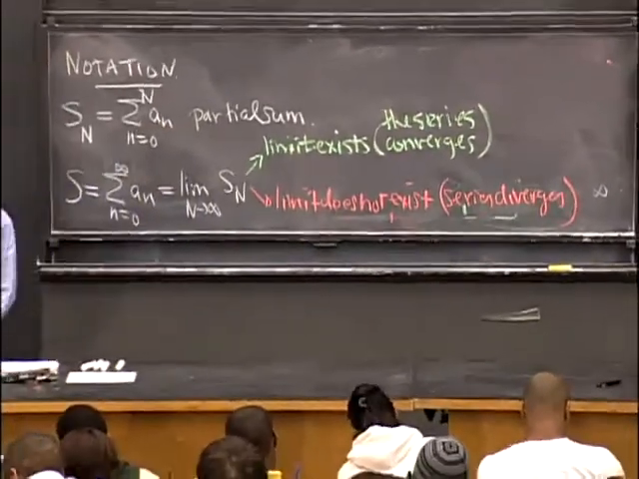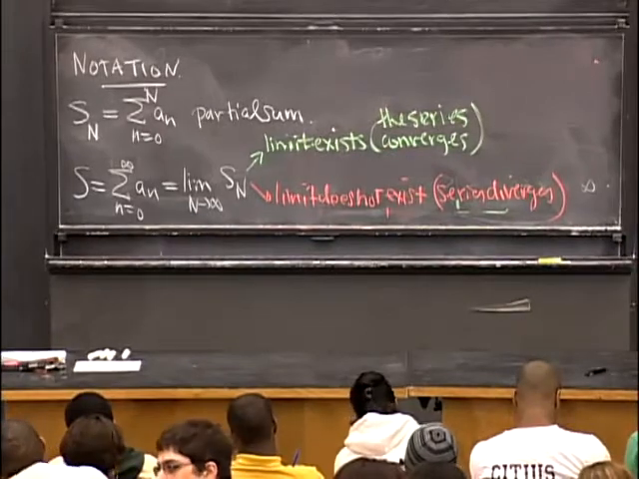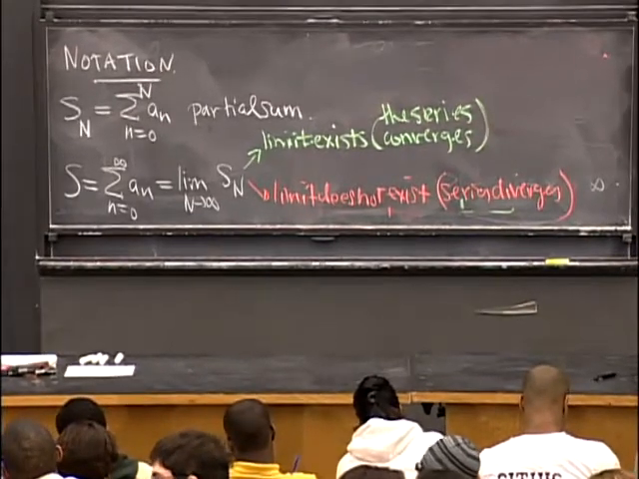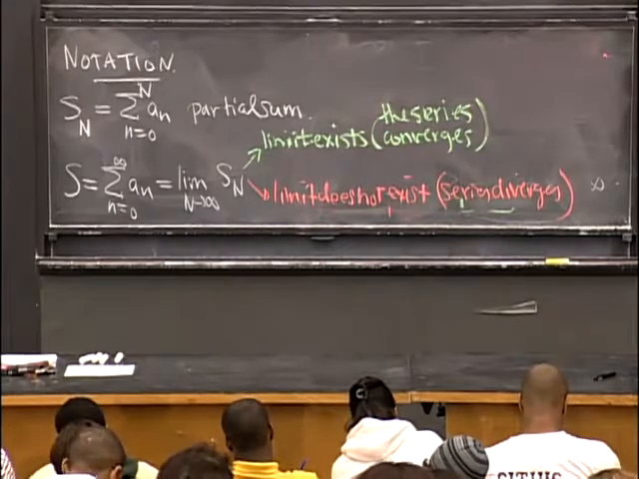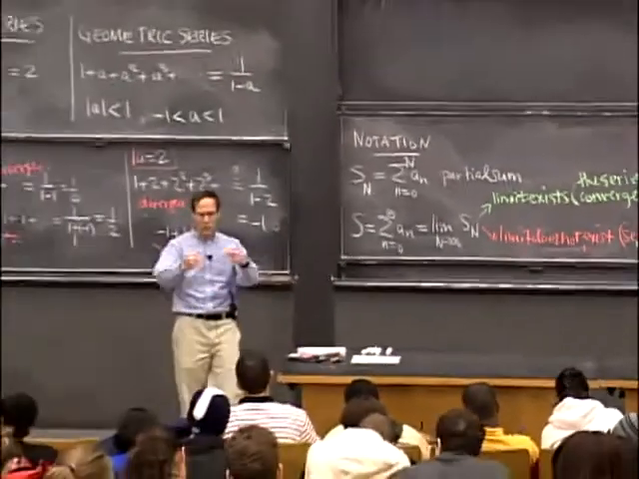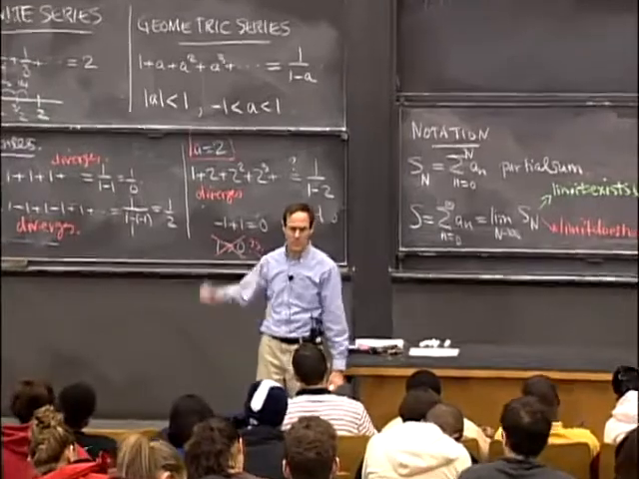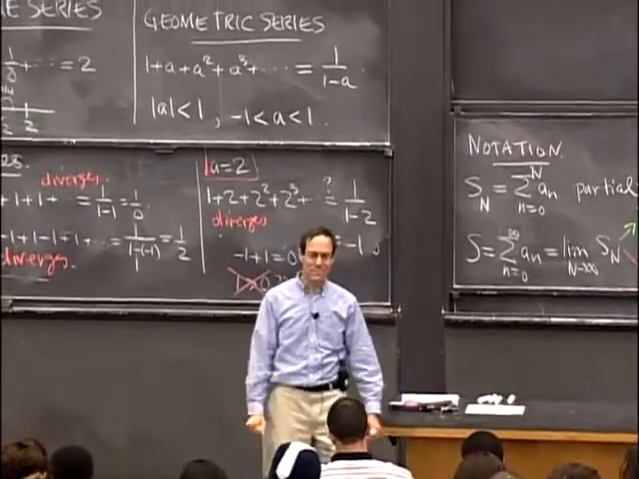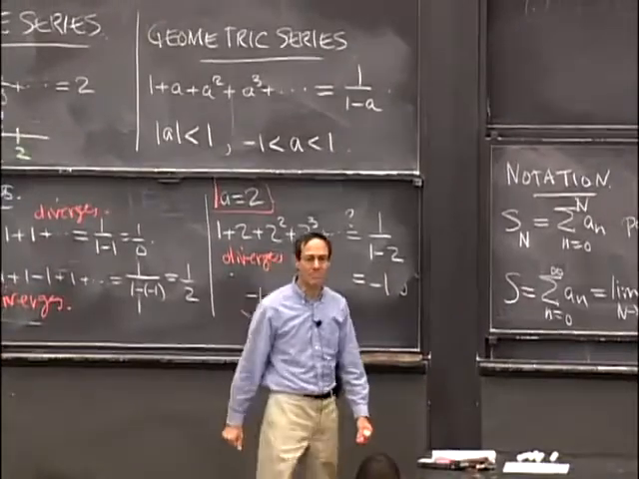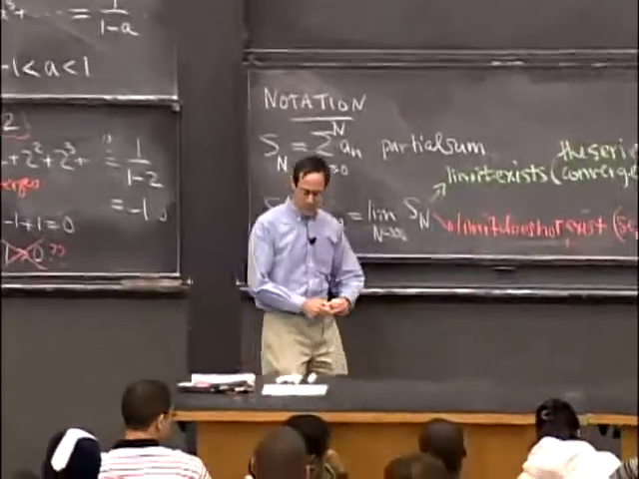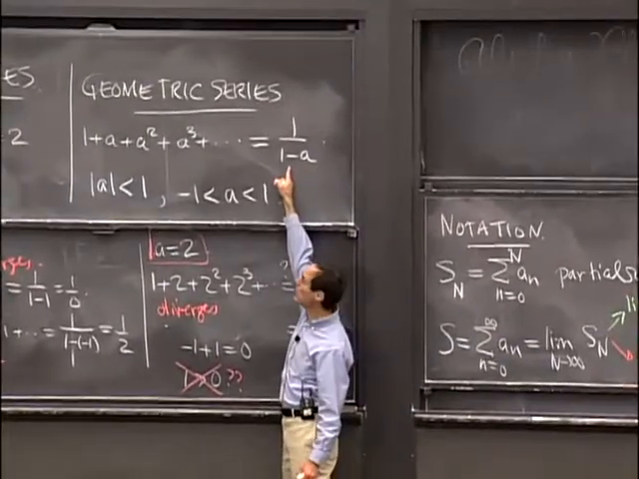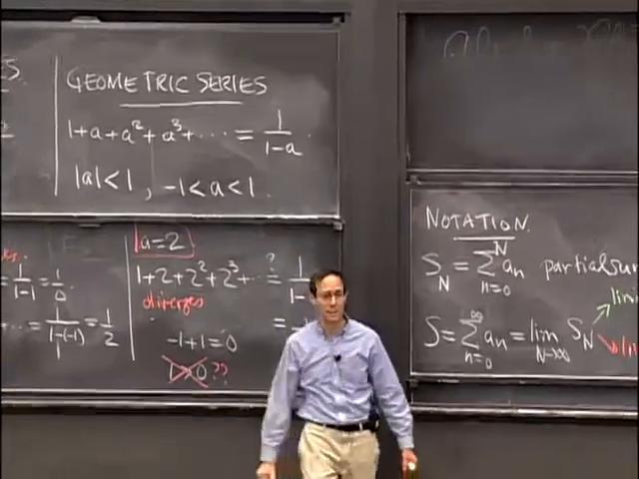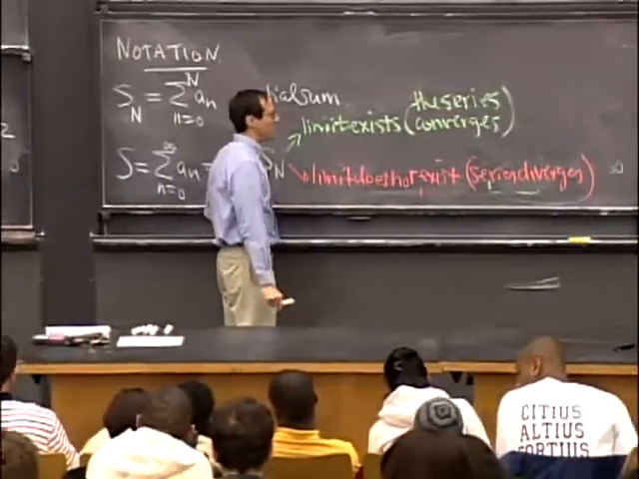Question? How did you arrive at the formula 1 over 1 minus a? The question was, how did I get to this? And I will do that next time. But in fact, of course, you've seen it in high school, right? We'll do that next time. The question was, how do we arrive at this formula on the right-hand side here? But we'll talk about that next time.